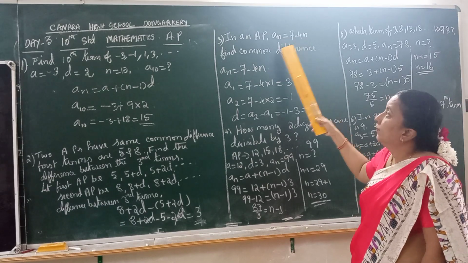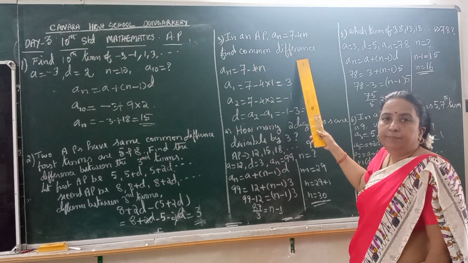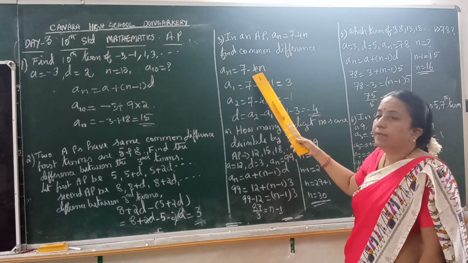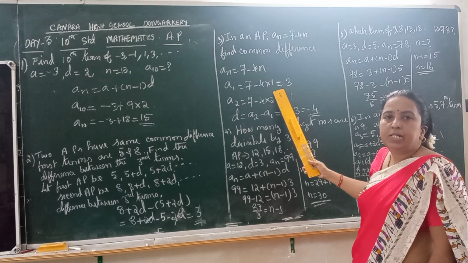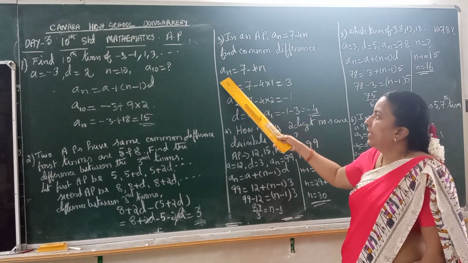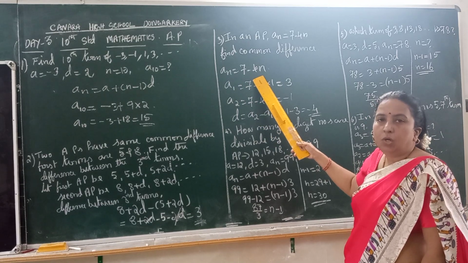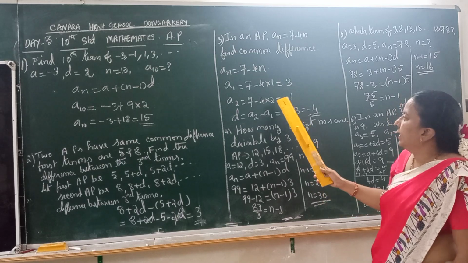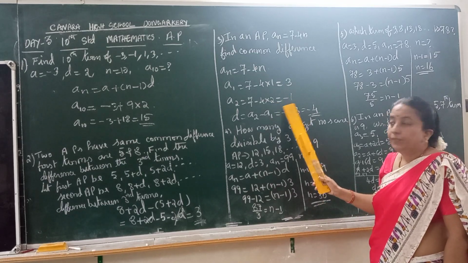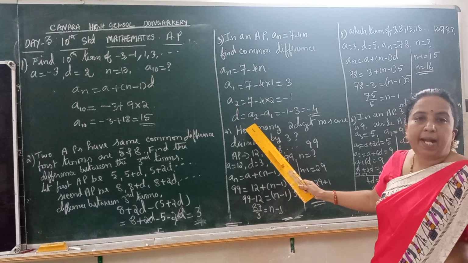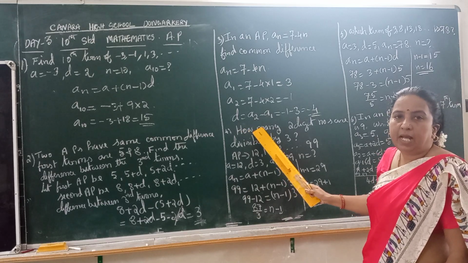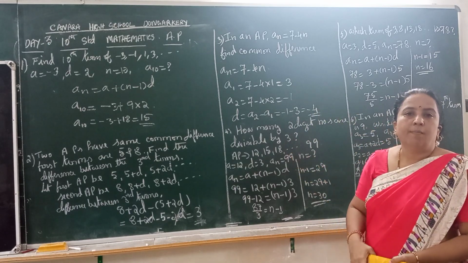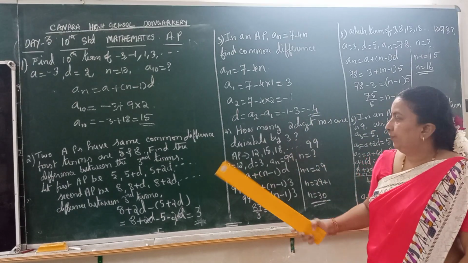Next question. Common difference we have to find. Let us find the first term and second term. For the first term, in place of n, we have to write 1. 7 minus 4 is 3. For the second term, in place of n, we have to write 2. 4 into 2 is 8. 7 minus 8 is how much? Minus 1. To find d, subtract the first term from the second term. Minus 1 minus 3 is minus 4. Therefore, common difference is minus 4.